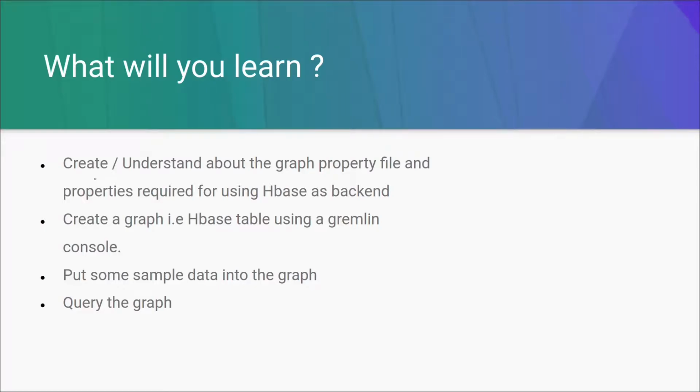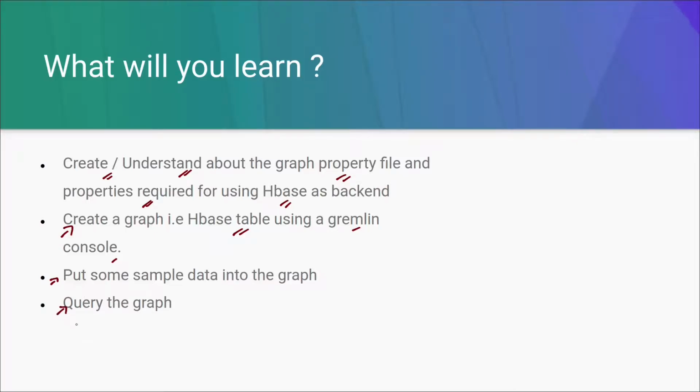So in this video, we will be learning how to create and understand the graph property file and the properties required to use HBase as a backend. After seeing the properties, we'll create a graph, that is, we'll be creating a HBase table using Gremlin console. In the third step, we'll put some data into the graph, and in the fourth step, we'll query the graph.